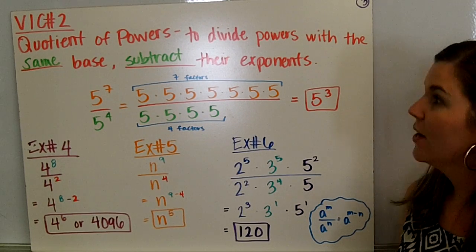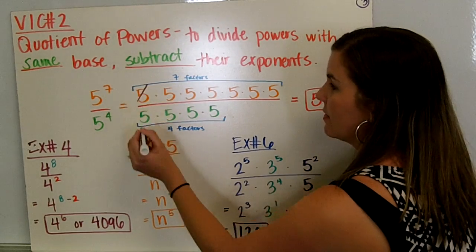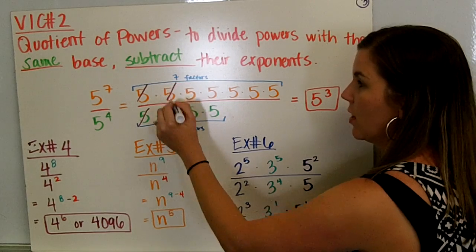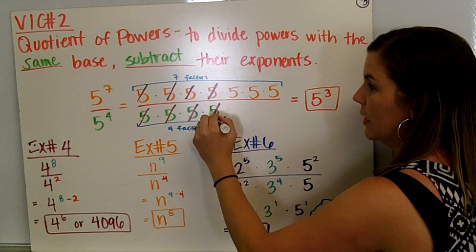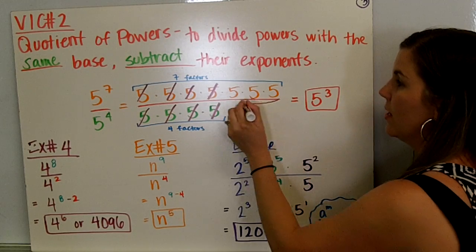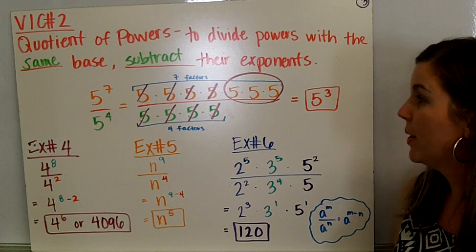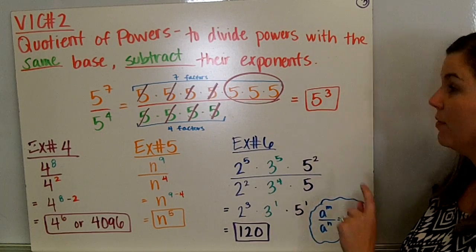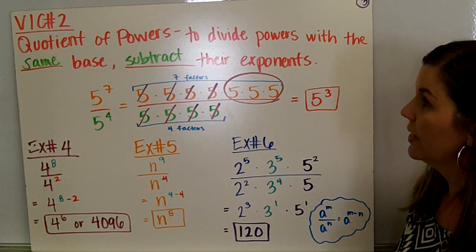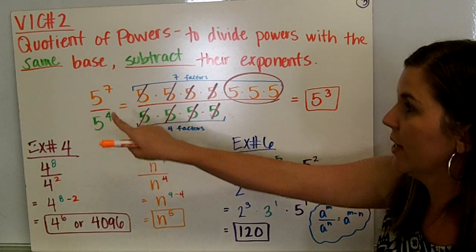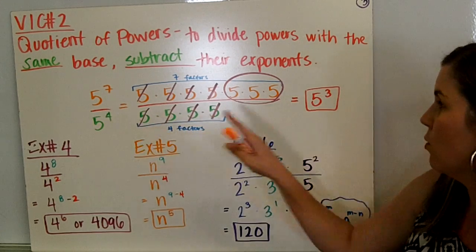Now, to divide, we subtract their exponents. But what's really happening is one of these 5's on top is canceling with one on the bottom. Match them up, and look and see what's left. You see that there are 3 5's as factors remaining. That's 5 times 5 times 5, which is 5 to the third power. Now the shortcut would be to subtract their exponents. They have the same base, keep the 5, and 7 minus 4 is 3.